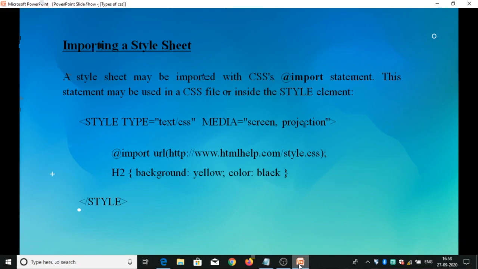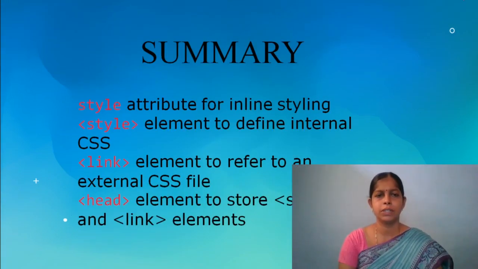Summary: style attribute, style tag, link tag, all these are used for representing cascading style sheets. The style attribute is used for representing inline styling and the style tag is used to define internal cascading style sheets. The link element refers to external cascading style sheet files. We can also use the import keyword for importing cascading style sheets. The head element stores link and style elements.